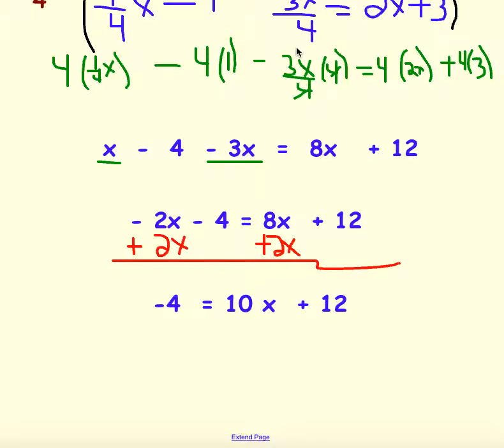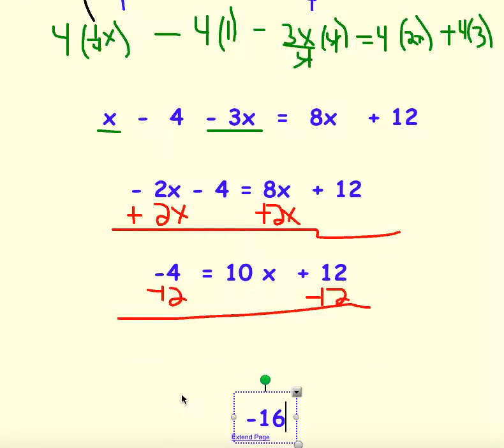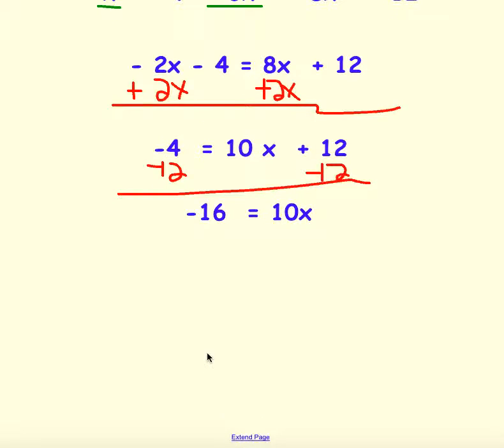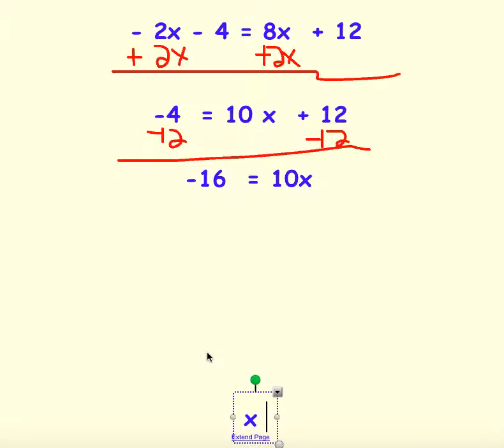And then I'm going to subtract 12 on both sides. And I am going to get negative 16 equals 10x. And then I get an answer of x equals negative 1.6 because I divided.